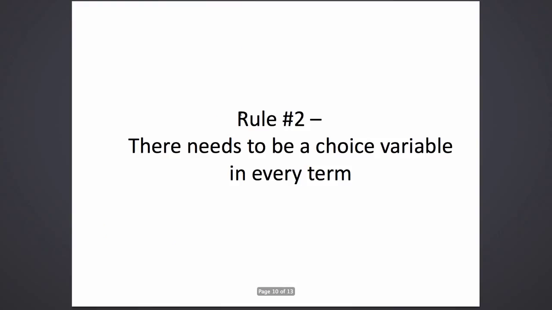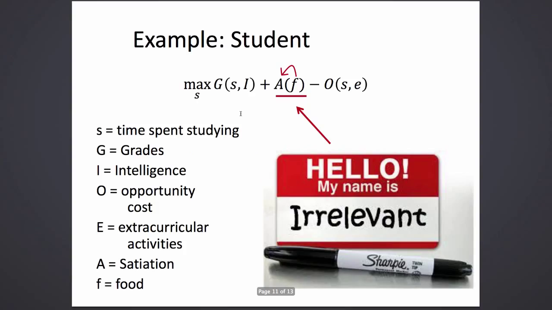All right, rule number 2: there needs to be a choice variable in every term. And this is probably the most intuitive of the 3 rules. You can't have some random term in there that has nothing to do with your choice variable, because the whole purpose of the modeling process is to model a particular decision. So here we're modeling the student's decision to spend time studying.